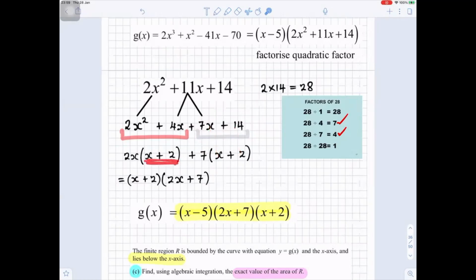x plus 2 is found in this left expression and x plus 2 is found there. So x plus 2 comes out of the bracket and you're left with 2x and you're left with 7. So it's x plus 2 bracket 2x plus 7. So now you can write g of x as x minus 5, 2x plus 7, x plus 2.